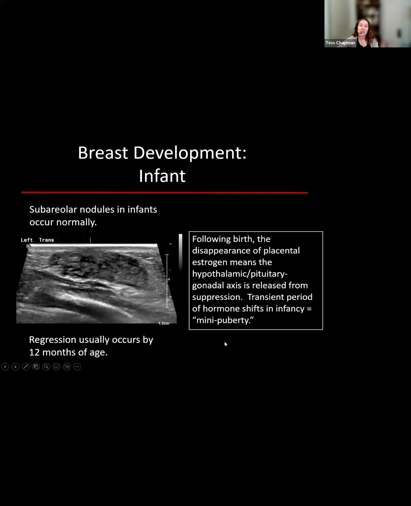Now let's talk about certain ages and particularly the infant, because this is interesting and can be very confusing. Subareolar nodules in infants occur normally. This is normal, and it's because following birth, the placental hormones, specifically the estrogen that had come from the placenta and circulates in the infant for a while, disappear. Once that disappears, the hypothalamic pituitary gonadal axis is released from suppression, and so babies get this sort of mini puberty, and the breast tissue responds to that. Babies can have prominent subareolar nodules, and that's normal. This is what it looks like on ultrasound. We can see a fairly well circumscribed, heterogeneous, parallel, solid mass, if you will. But this is normal, and it usually regresses by 12 months of age.